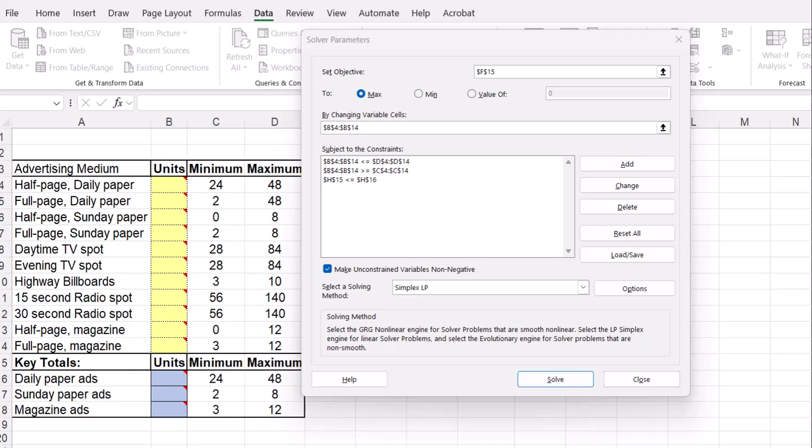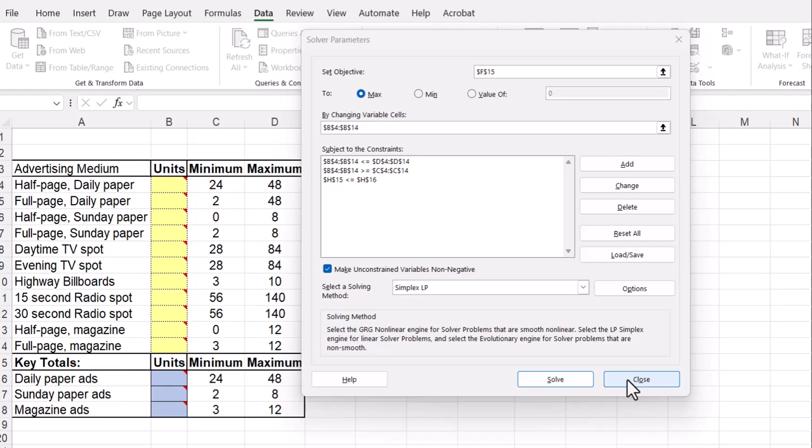Again, you could have done them and said that B14 had to be greater than or equal to C14, and B14 had to be less than or equal to D14. You can actually run this entire LP model with 5 constraints. Don't forget your constraints down there in the blue cells, which are your key totals. Those are still minimums and maximums.